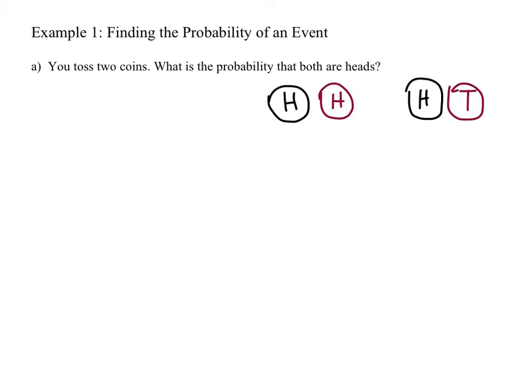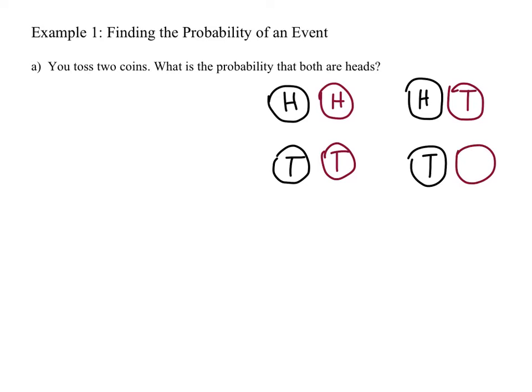Another possibility is that the first one is heads, or the first one is tails, where I have both tails, right? So I could have one where both are tails, or another one where the first is tails and the second one is heads.